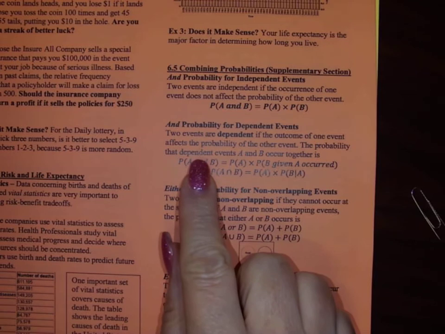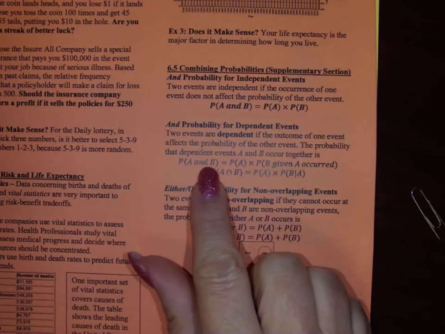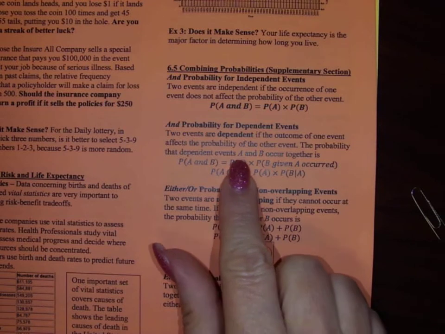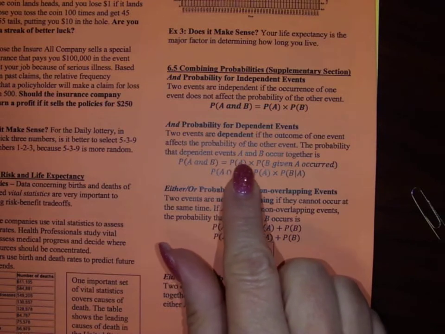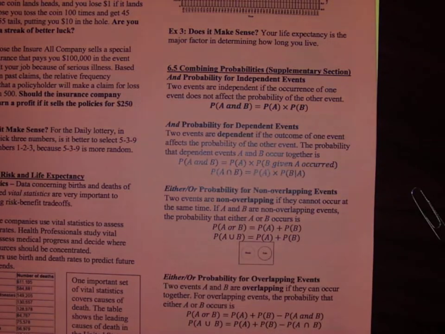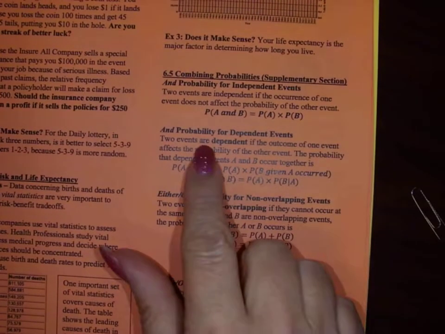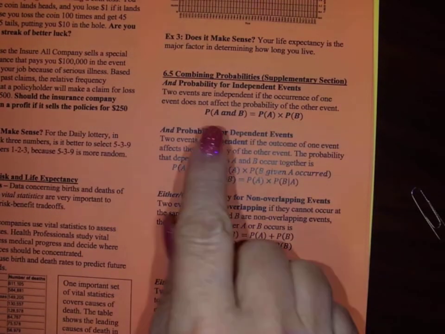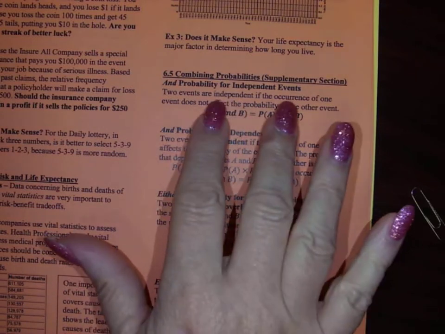So the probability of A and B means we're going to have the probability of A times the probability of B. Sorry, this would be for dependent events. I was like, wait a minute. So this is independent. They don't affect each other.